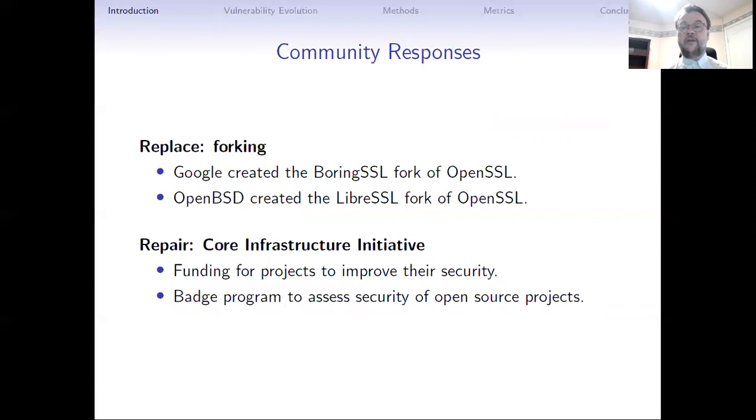So there were two community responses, replacement or repairing. The replacement projects resulted in two forks of OpenSSL, one by Google. Android now uses their own BoringSSL, which still takes a lot of code from OpenSSL. And the OpenBSD project created its own library, LibreSSL. On the repairing side, the Linux Foundation created the Core Infrastructure Initiative, which provides funding for projects to improve their security, and they created a badge program to assess the security of open source projects.